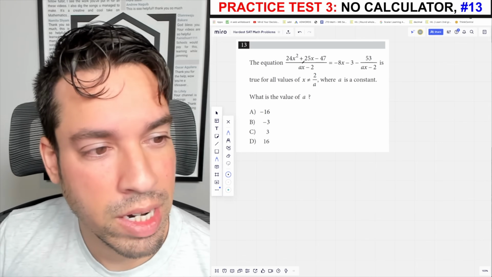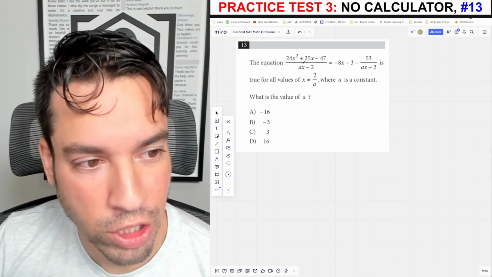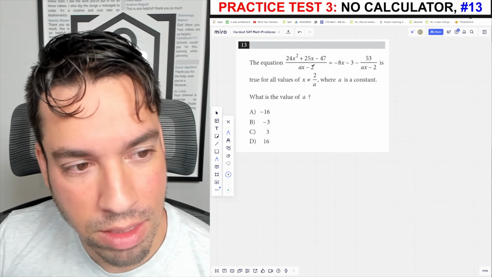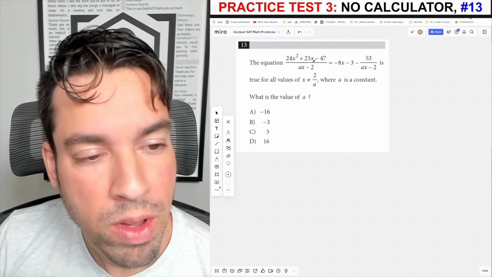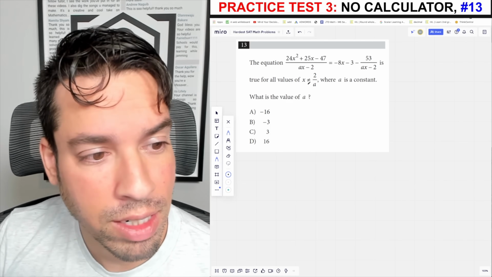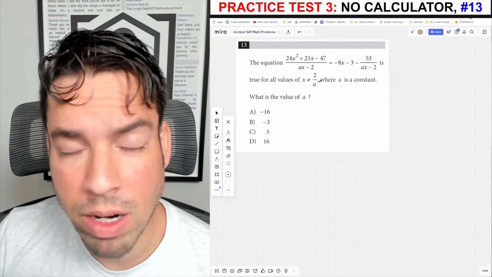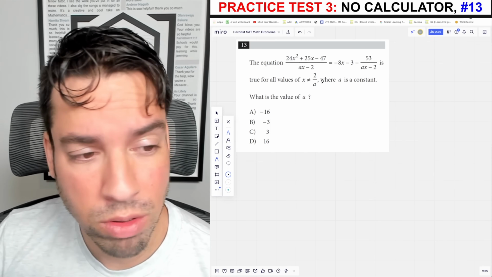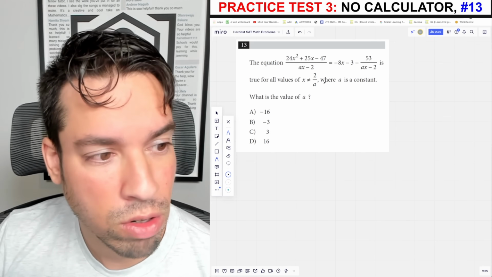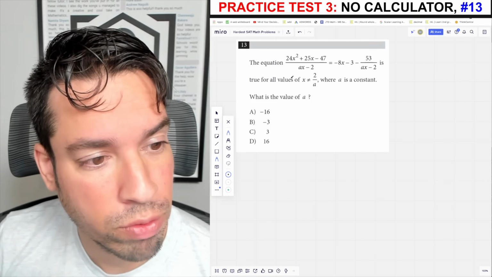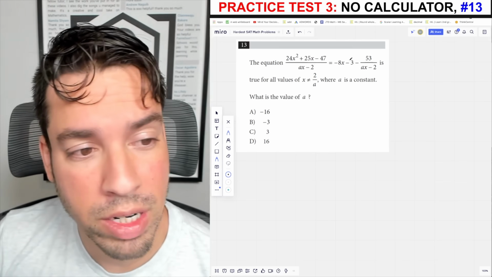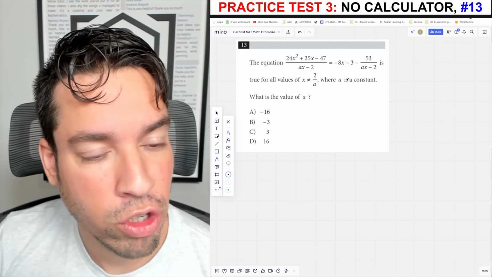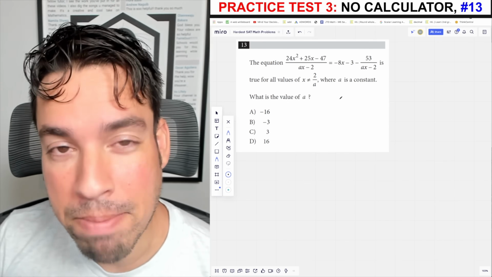Next, we have this very interesting quadratic question, and it almost looks like a synthetic division or a long division problem, but I'm going to show you how I would break it down. Again, it gives you this condition, x does not equal 2 over a, but that's simply to remove the possibility that this denominator could go to 0 and it could be undefined. So when it says this equation is true for all values, it basically means these two sides are equal to the same. So then we're trying to figure out what is the value of a that makes it that way.